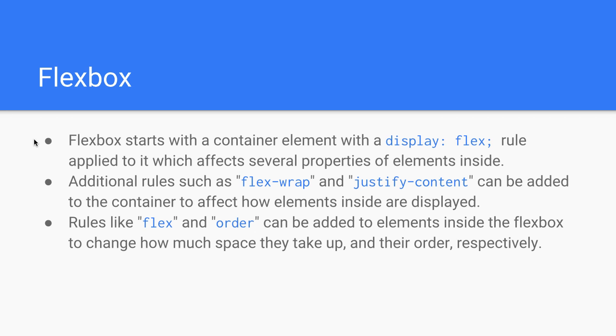So then we have additional rules like flex wrap and justify content that we can add to the container, which will affect how the elements inside are displayed. These are rules we can apply to a container that then affect all the elements inside. That's what's really powerful about it: we don't have to go in and say, every element float left, and do all these kinds of things. We can just say, in this div, make all of the elements inside behave a certain way. And then we have a lot of options for how we can control that behavior.